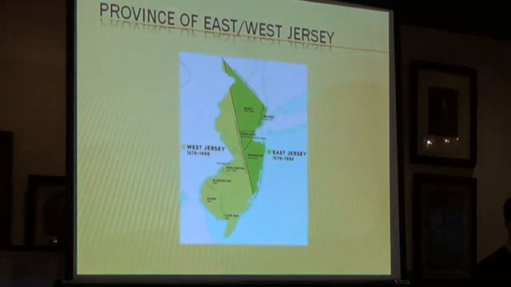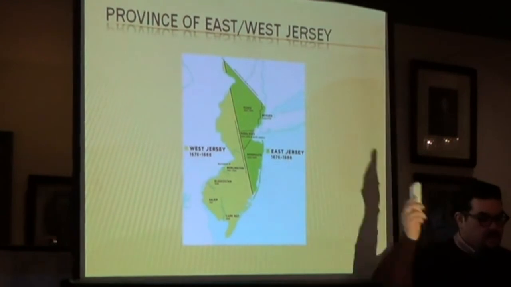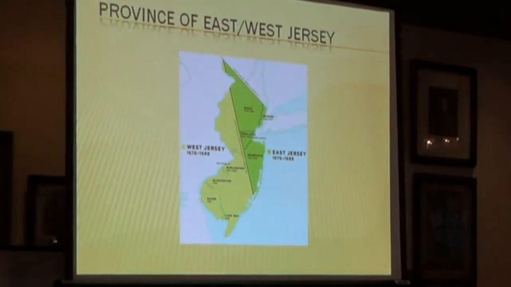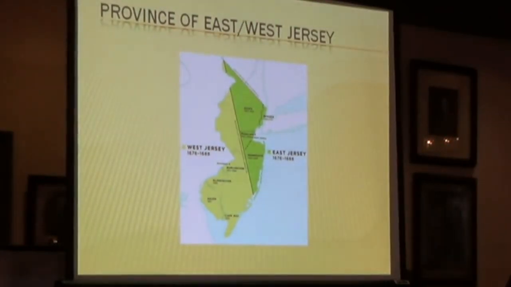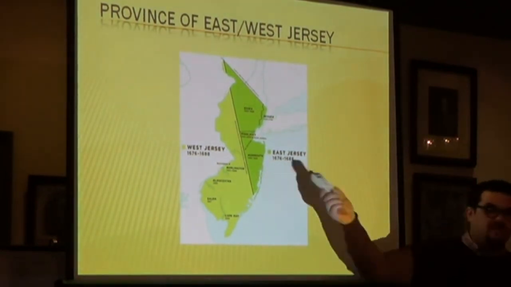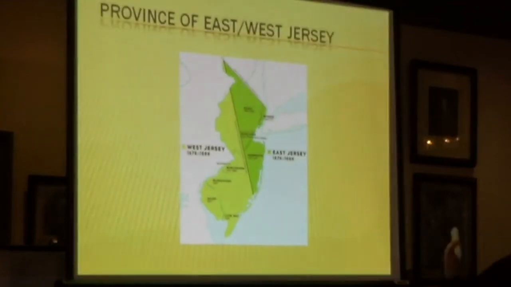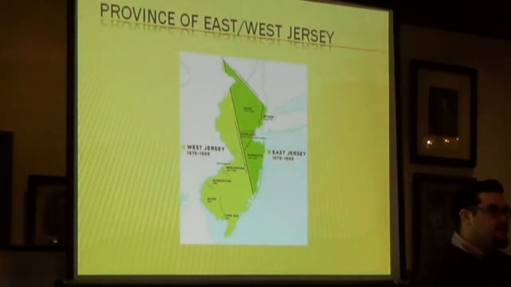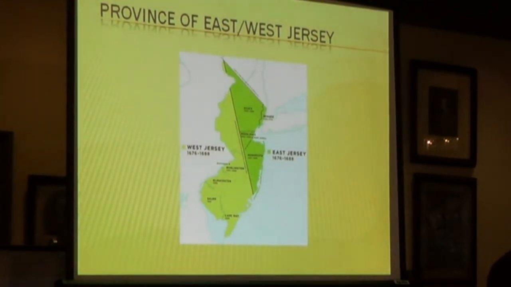Carteret takes control of the eastern part here, shortly thereafter called the province of East Jersey, and Berkeley took control of the western part, called the province of West Jersey. East and West Jersey. Where the dividing line actually was, no one really knew yet. It would actually be a few different persons who would determine where that line was. So there are several different divisions depending on when you're looking at the map. So, East and West Jersey.